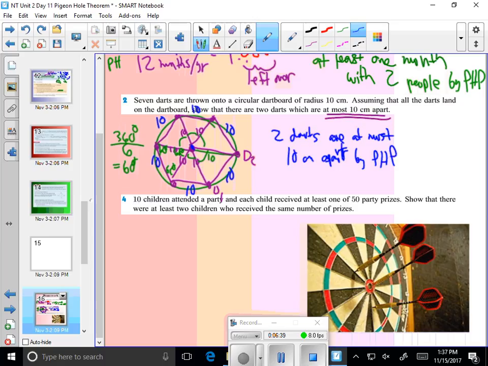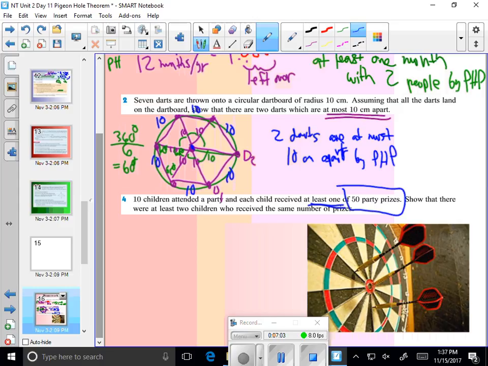So again, evenly distributed, mathematically distributed, and look for remainders. 10 children attend a party and each one receives at least one, so that's important, of a total of 50 prizes. Show that there were at least 2 children that received the same number of prizes. Did anybody make any headway on this one?